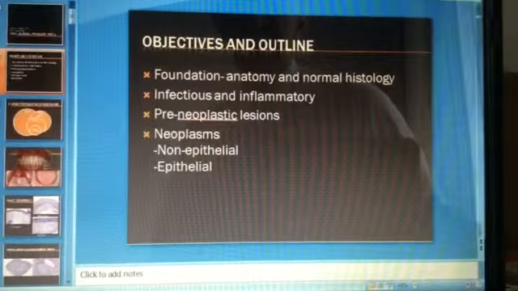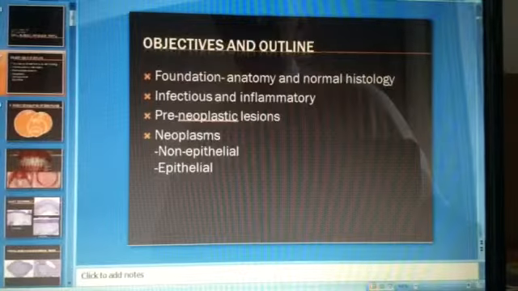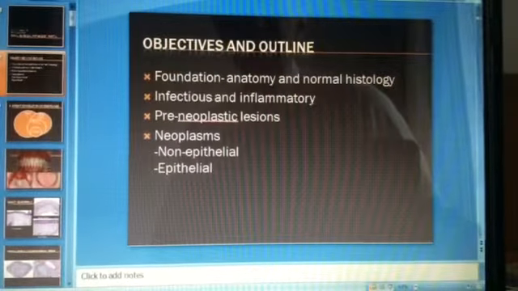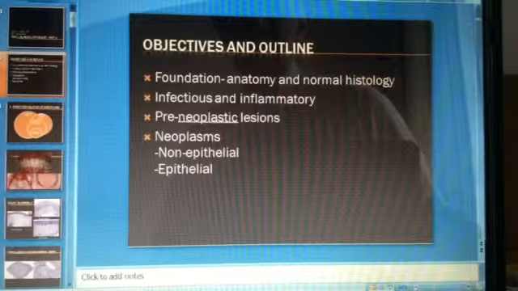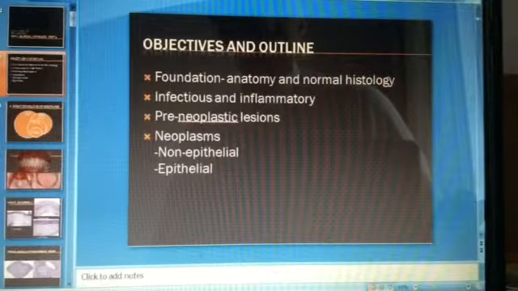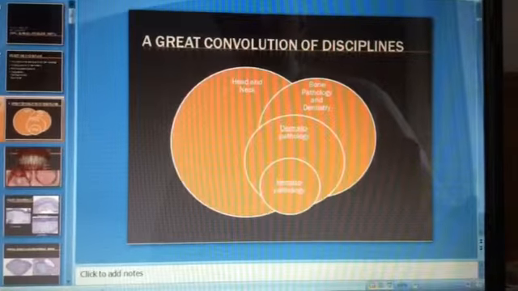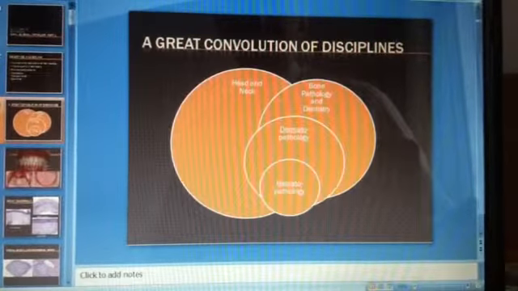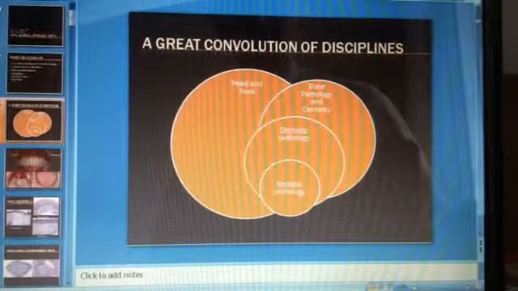some of the non-neoplastic lesions or semi-neoplastic lesions, and a few of the non-epithelial tumors that we will talk about. Oral pathology represents an interesting coincidence of many fields of study.